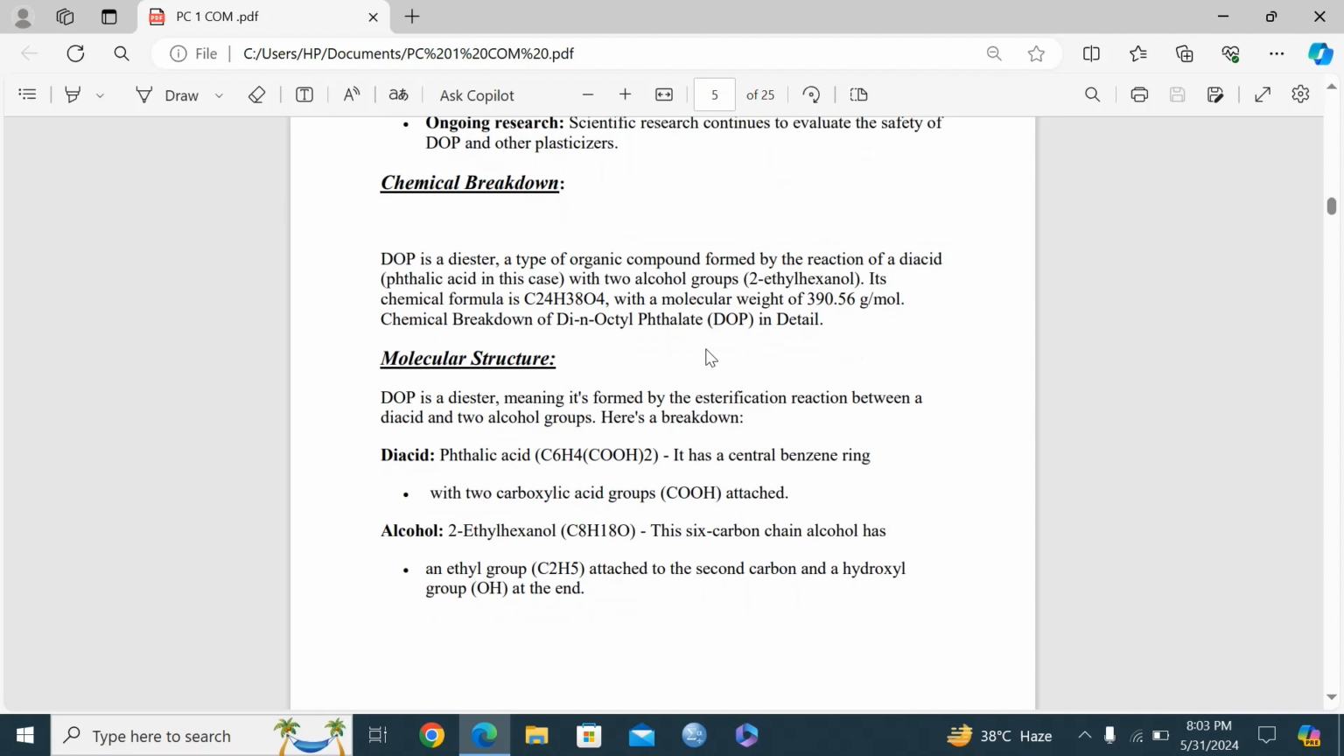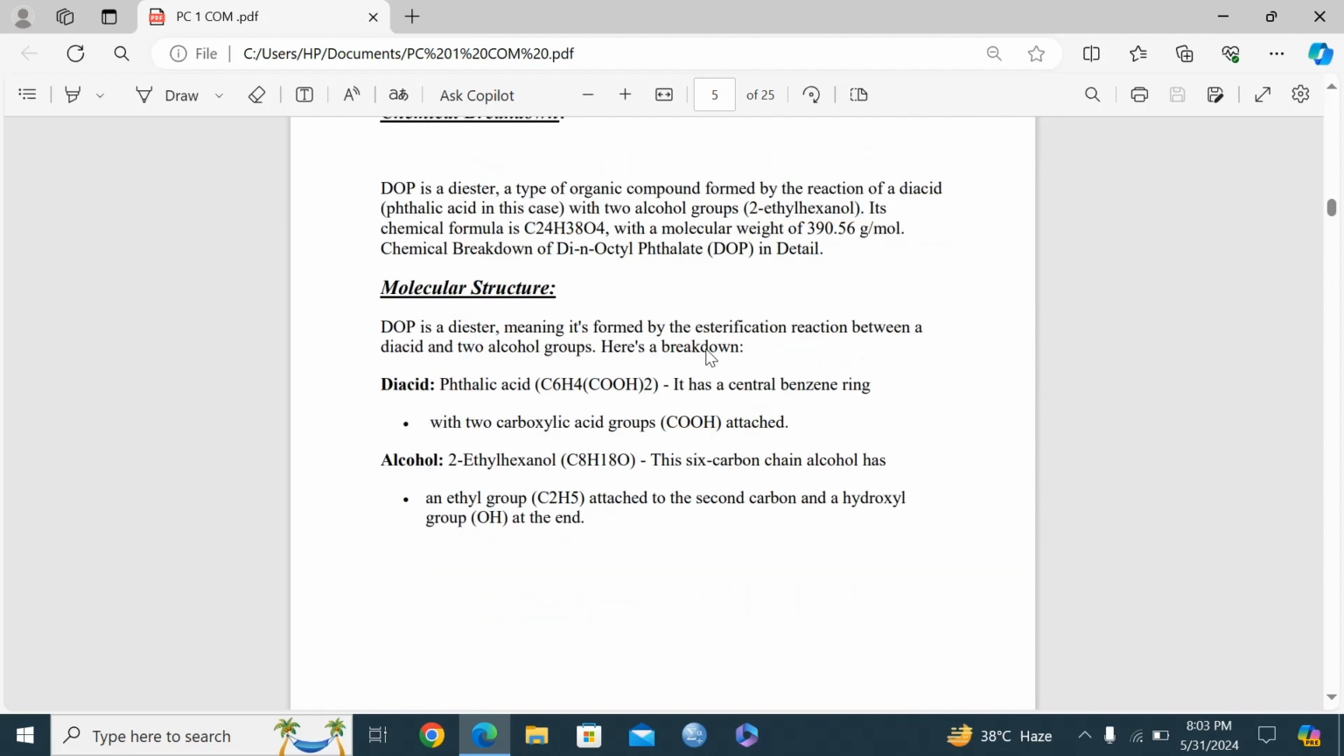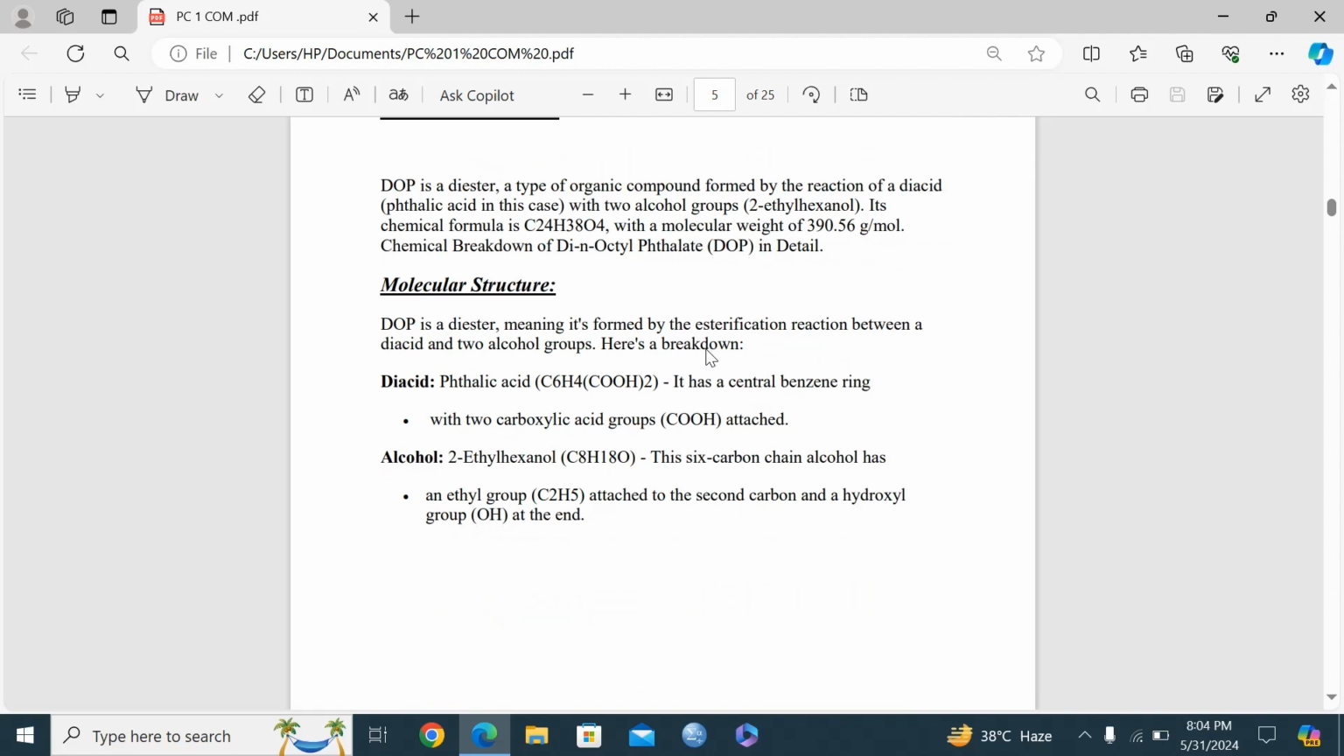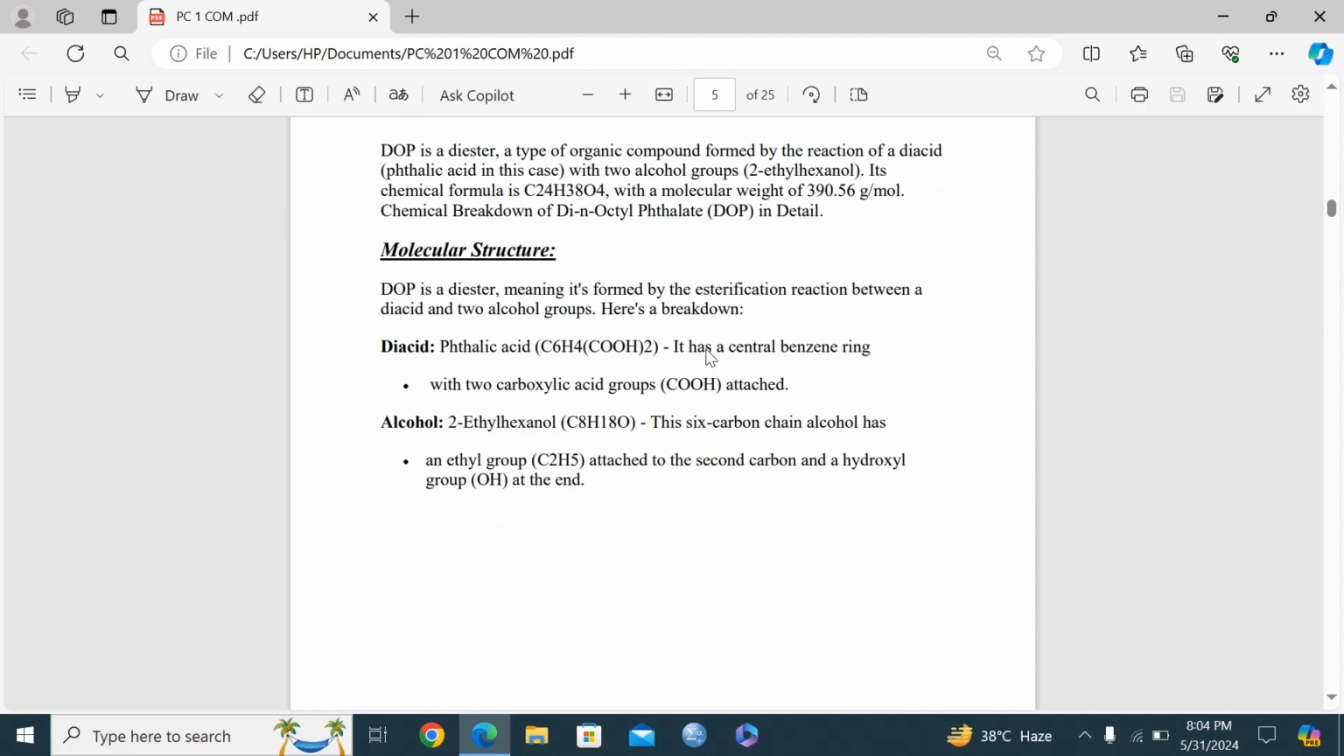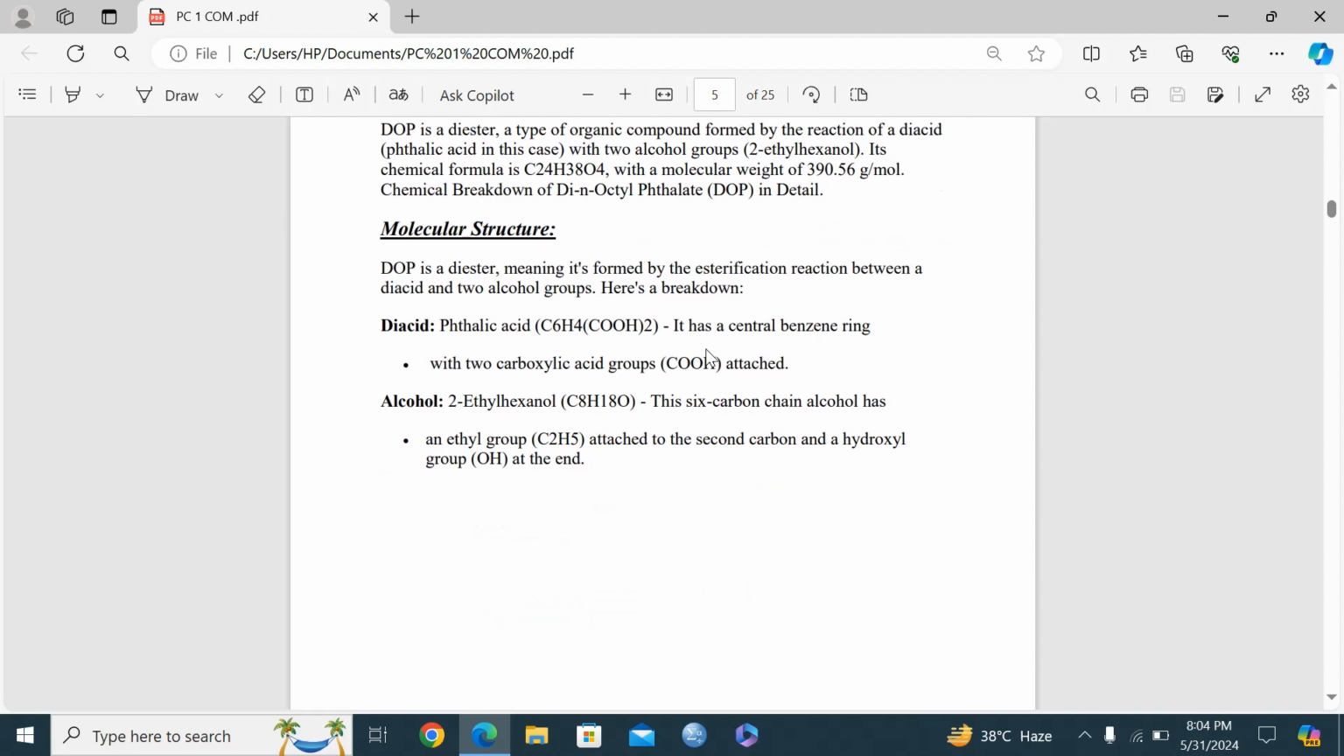Chemical breakdown. DOP is a diester, a type of organic compound formed by the reaction of a diacid with two alcohol groups. Its chemical formula is C24H38O4 with a molecular weight of 390.56 g/mol. Chemical breakdown of dioctyl phthalate in detail.